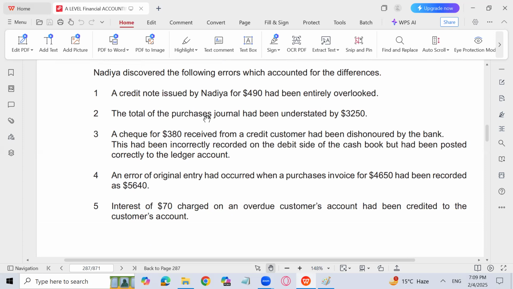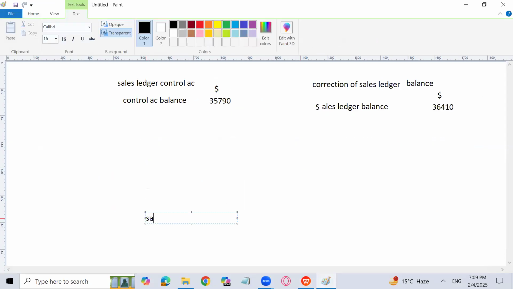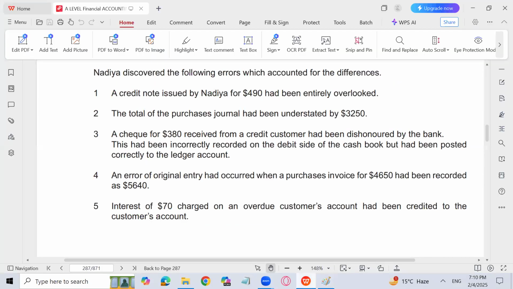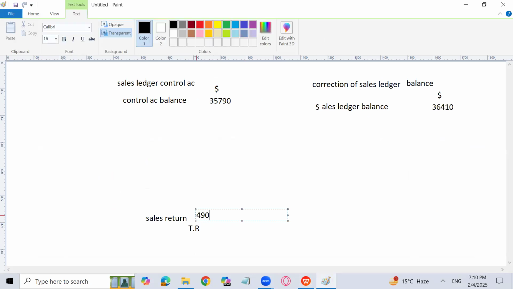The entry for sales return is sales return debit and trade receivable credit. And for that particular return, which is sales return, we always issue a credit note. So it means that for the credit note issued by Nadia, we are Nadia actually, the entry will be sales return debit and Nadia credit, or you may say trade receivable credit, whoever the trade receivable was. And the amount is going to be, what is the amount? 490.